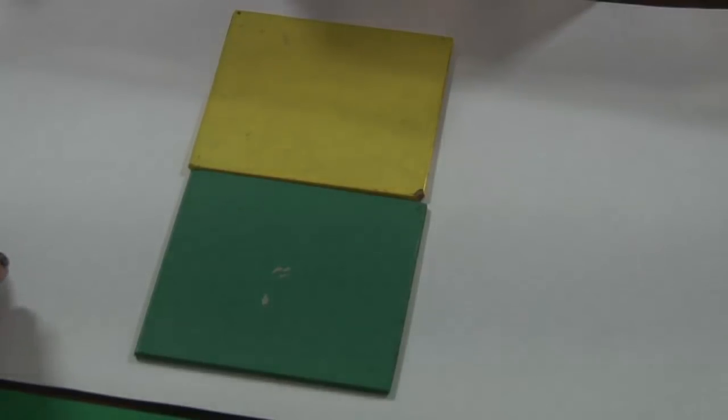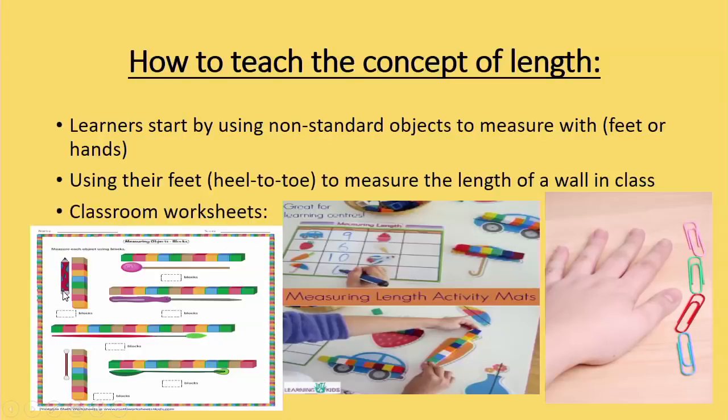If I look at this worksheet here, the teacher asks the learners to count the number of blocks the length of this pencil is. And then the learner should write in there. So 1, 2, 3, 4, 5, 6 blocks is the length of the pencil. Same here. Blocks are used, and then the learner writes in the number of blocks the length of the objects are. Here we use some paper clips to measure the length of the learner's hand.